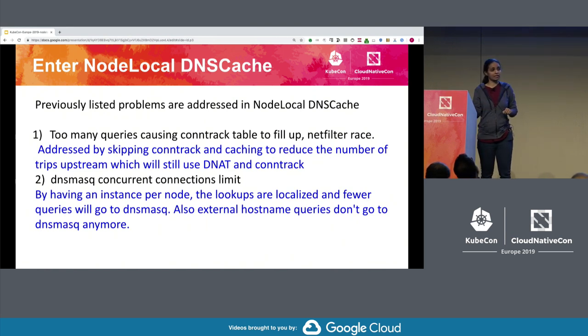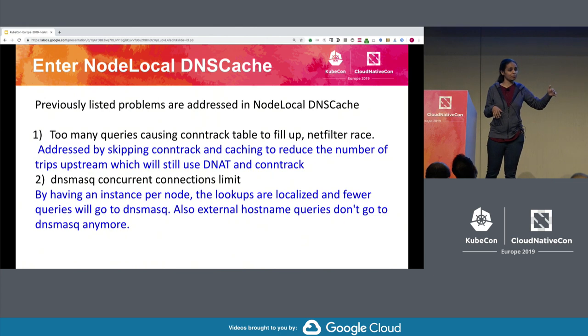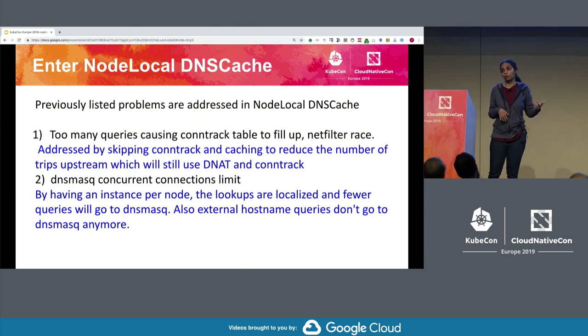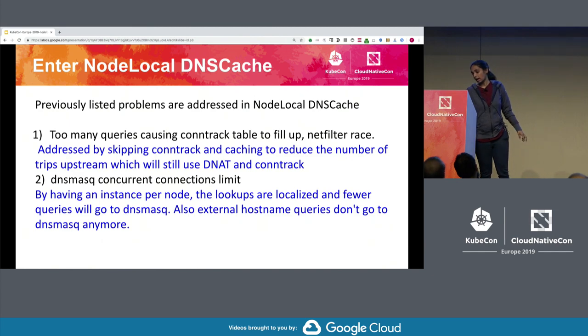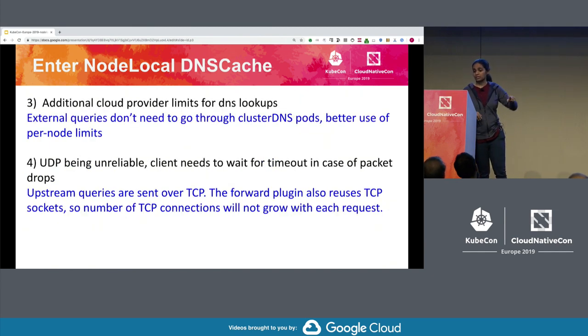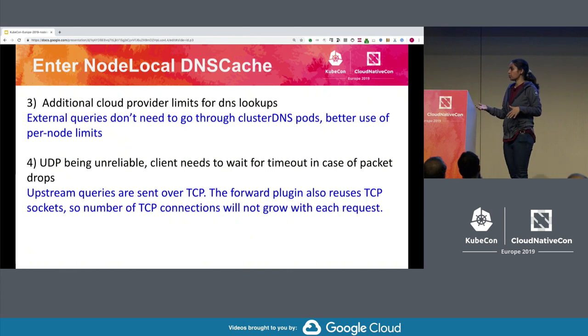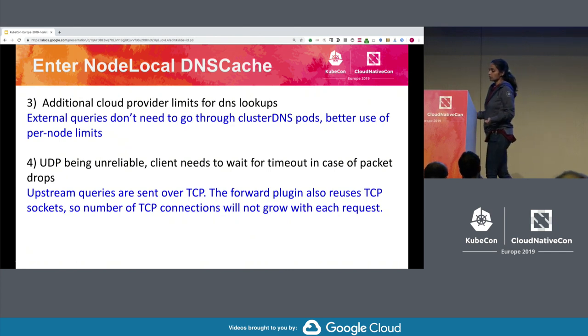DNSmasq concurrent connections limit, same thing. It's a reduced number of queries. External queries go directly to the node resolver. They don't even have to go to cluster DNS. And piggybacking on that same point, since external queries go directly to the node resolver from that node, you're able to better utilize any node-specific limits there might be for DNS queries.